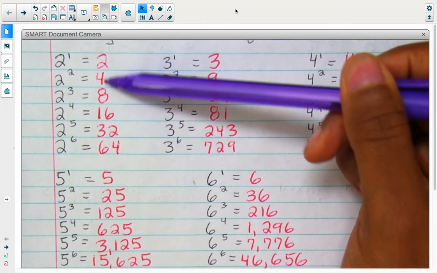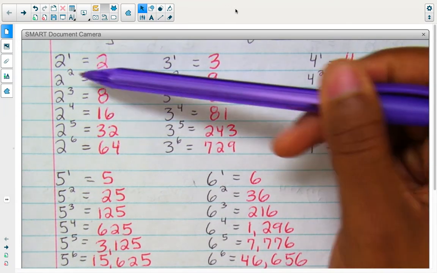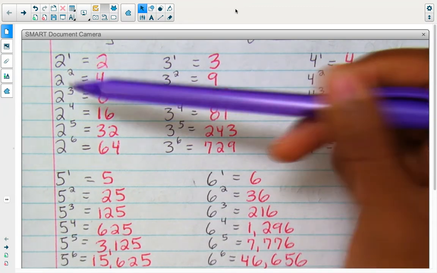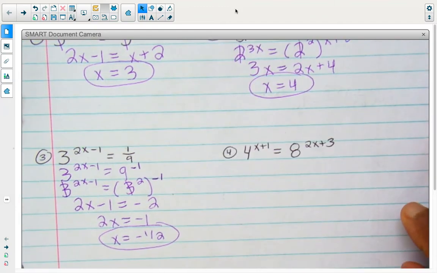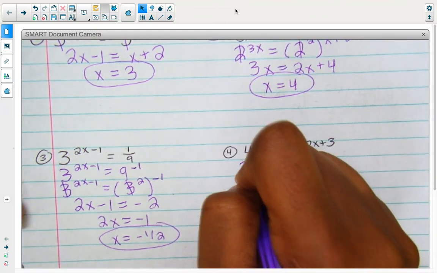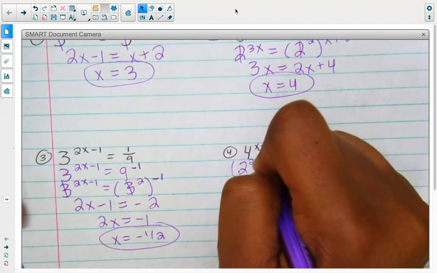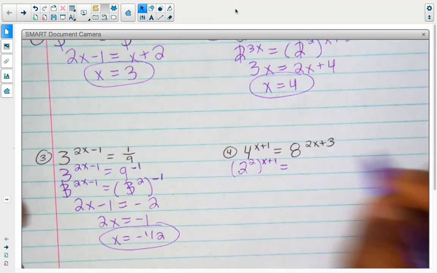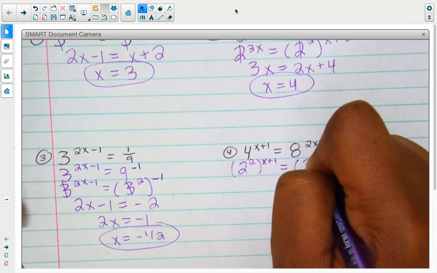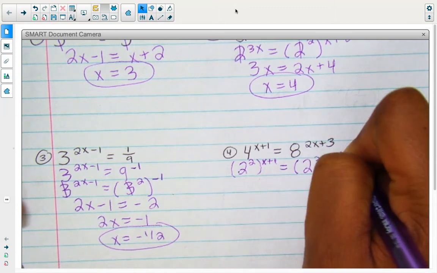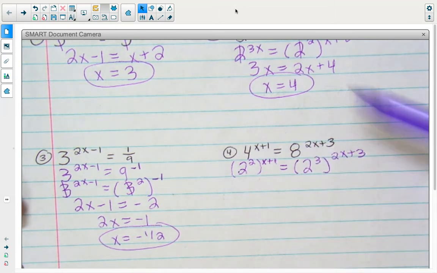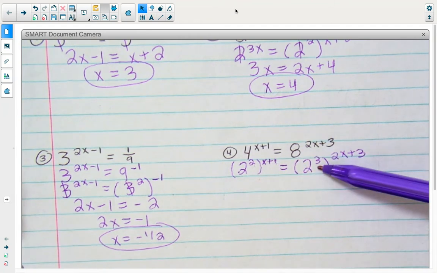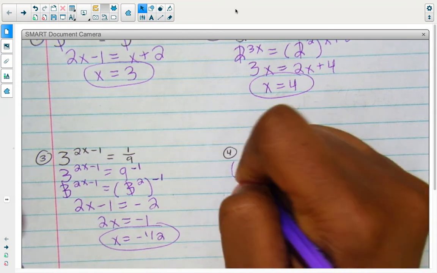So here's where I have 4 and 8. So 4, I can change to 2 squared, and 8, I can change to 2 to the third. So those are the substitutions that we're going to make. I'm going to make 4 be 2 squared, and I'm going to make 8 be 2 to the third. So 4 became 2 squared, and 8 became 2 to the third. From here, your bases cancel out.